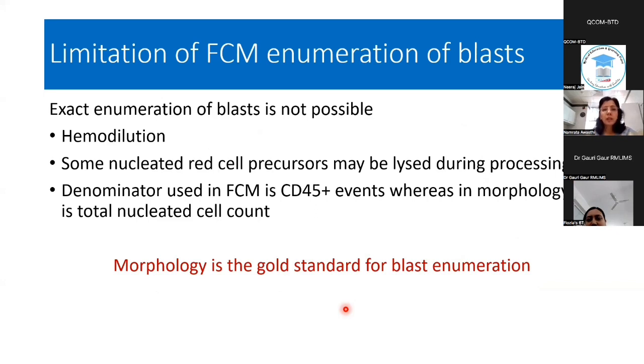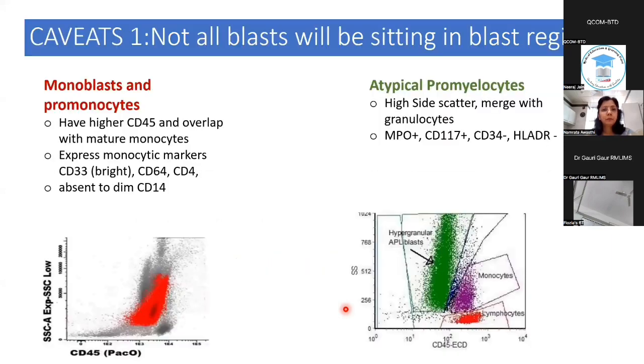Some nucleated red cell precursors may be lysed during processing. And the denominator used in flow cytometry is CD45 positive events, whereas when we are doing morphology, we see the blast as a percentage of total nucleated cell count. Therefore, morphology is the gold standard for blast enumeration, specifically in the marrow. And flow should be used to characterize the blast rather than enumerating the blast. But there are caveats to this, and we should know them so that we do not commit mistakes.